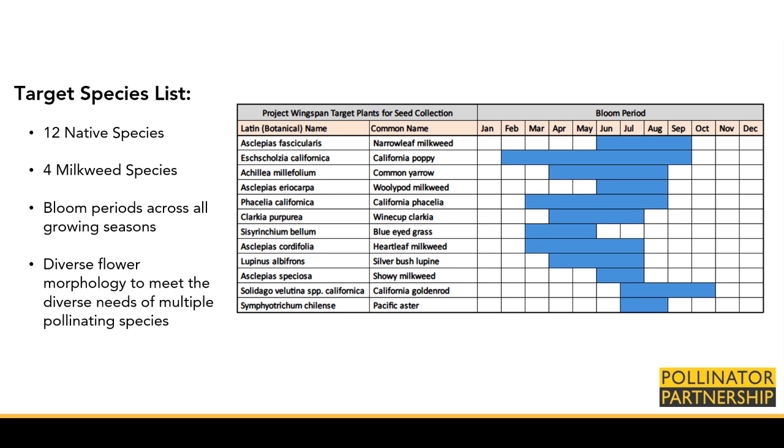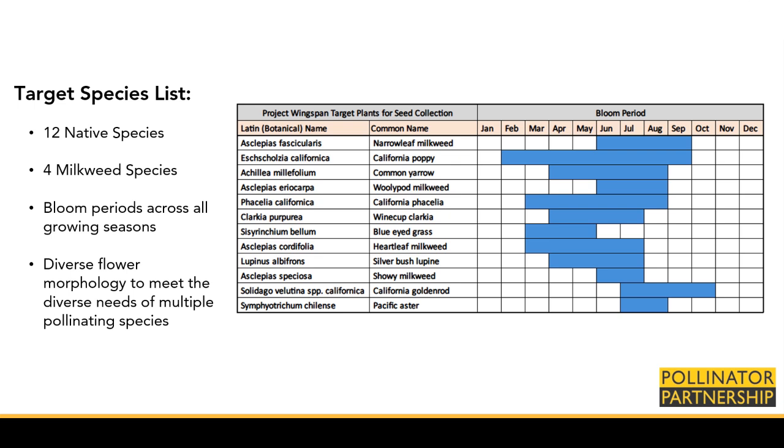The species were selected because of their value to pollinators, either as larval host plants, nectar and forage plants, or in many cases, all of the above. We selected species that bloom throughout the growing season and have a diversity in flower morphology to meet the diverse needs of pollinators. Since we are working on a multi-county effort, and given California's many microclimates and ecoregions, there is considerable variation in environmental conditions across the landscape.